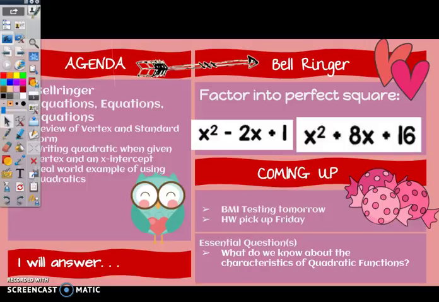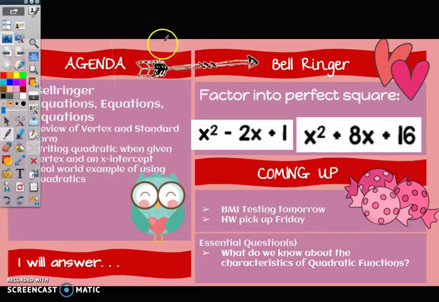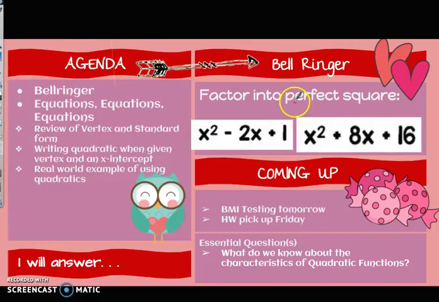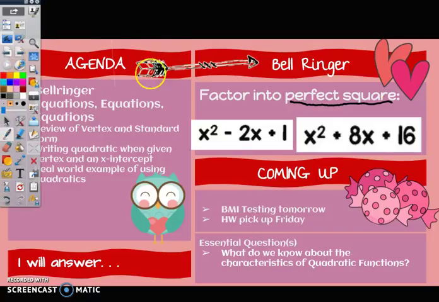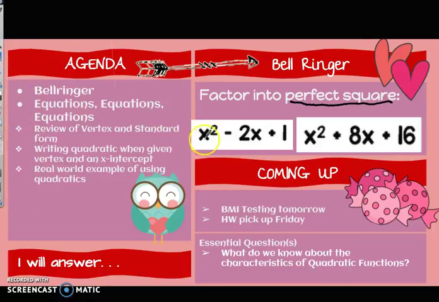All right, so today we were looking at writing these as a perfect square. Already a perfect square, but we're going to write them in a different form. So what's another way I could write x squared minus 2x plus 1? Parentheses x minus 1 squared. Okay, perfect.